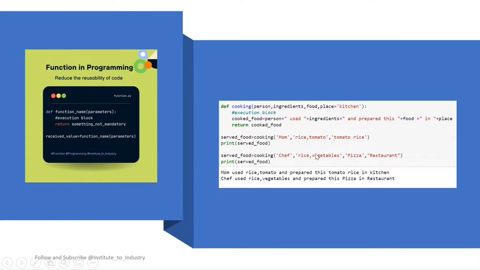Similarly, the next example is the chef. I'm going to the restaurant and asking the chef to prepare a pizza using rice and vegetables. I am not a cook, so maybe the things are wrong. It's just an example. So this is how programming works, in the real world as well as in the programming world.